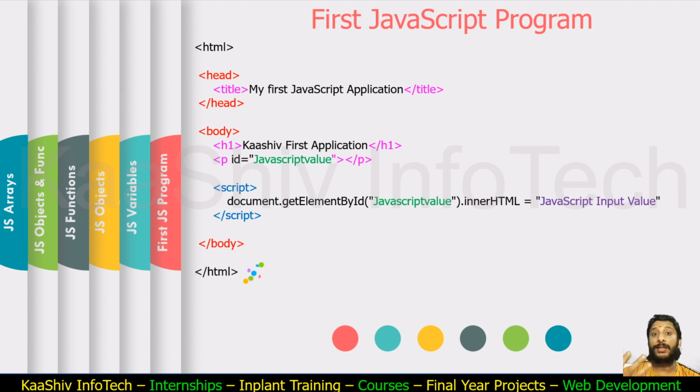Once you type this program, your computer will see this program in this manner and execute the program in this order. You got your JavaScript input value. This is the value which is moving, and inside the paragraph tag it is getting inserted. So this is how your JavaScript works.